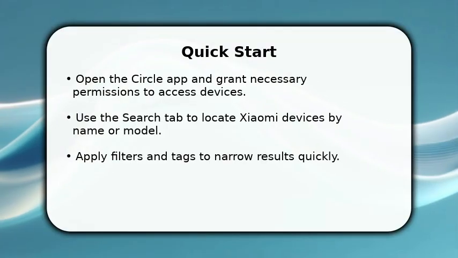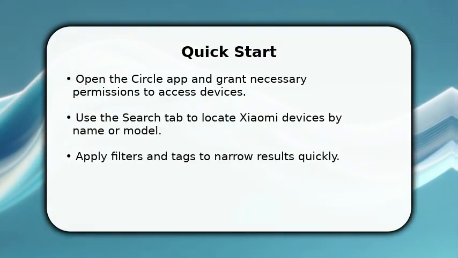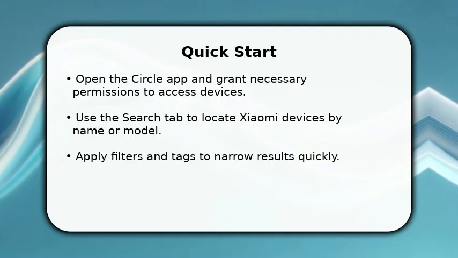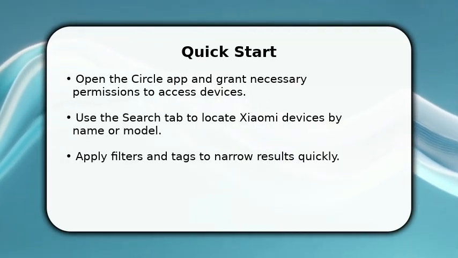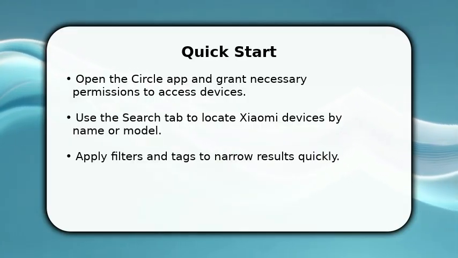In this video, I will explain how to use Circle to search Xiaomi Easy Guide. Open the Circle app and grant permissions, then tap Search at the bottom to begin. Choose Xiaomi from device types and use filters for model or location to narrow results.